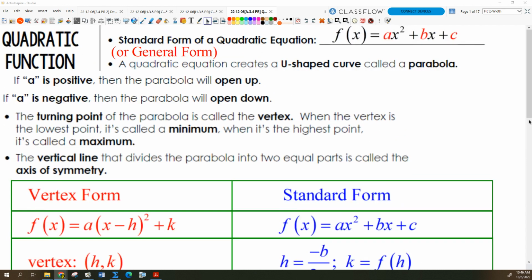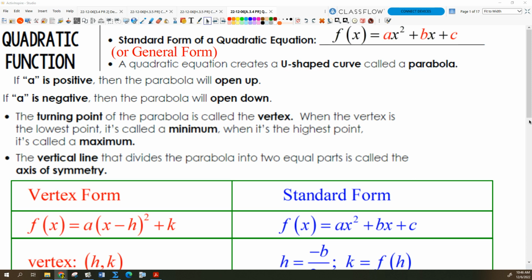Standard form's a little different. This is standard form. So instead of using a, h, and k, this time we're using different numbers. Now a is the same. The a is the same in both forms, but the other two numbers we use in standard form are b and c. B is the coefficient of x and c is the constant.